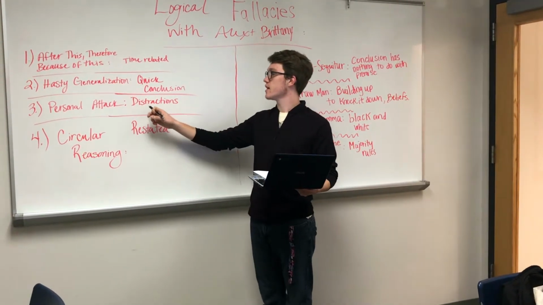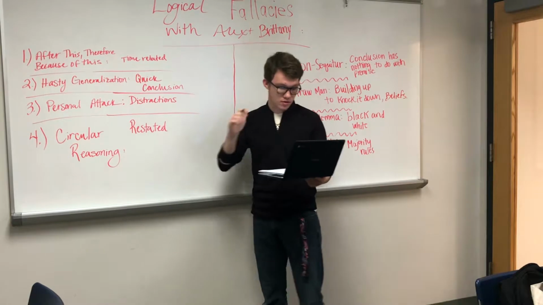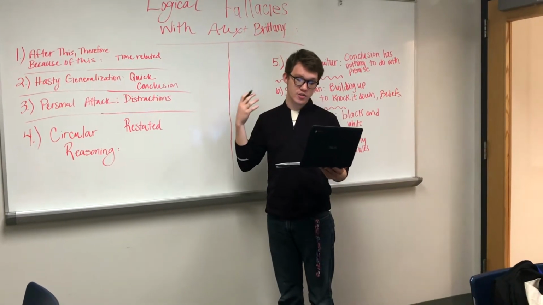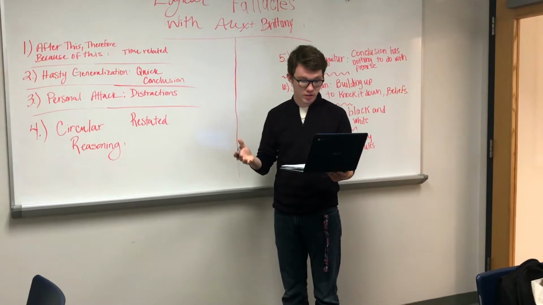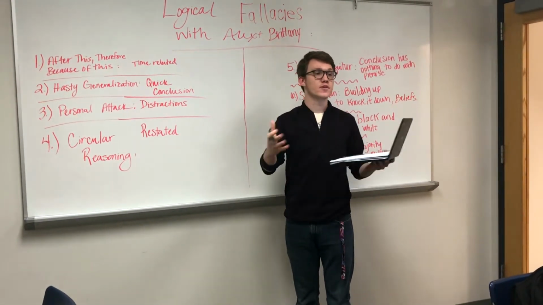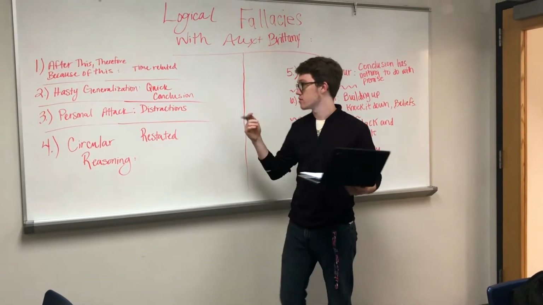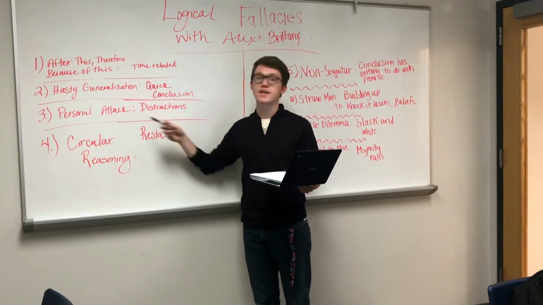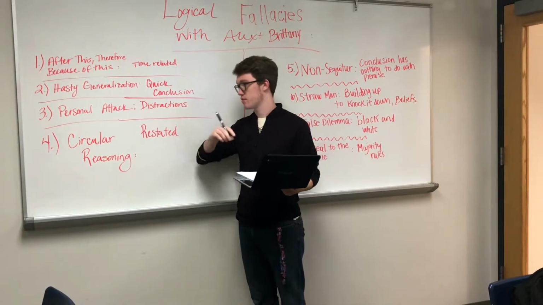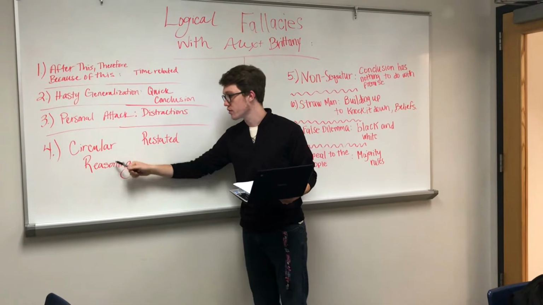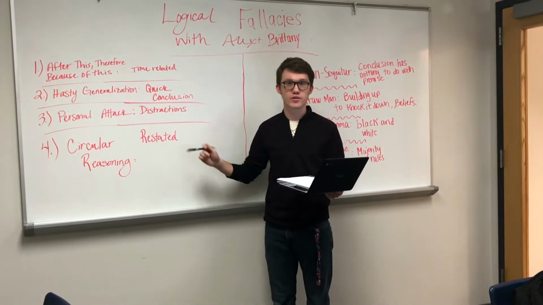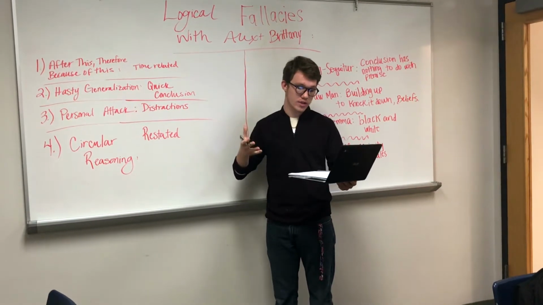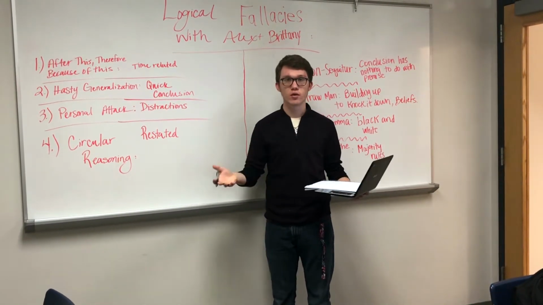Number three is personal attack, and it's based on distractions. So a senator claims his new tax plan will help the middle class. His opponent says he's rich and doesn't know anything about the middle class. They're not related, it's not valid because it's simply an attack of a person's character, which is a basic distraction. And then circular reasoning is exactly as it's saying. The premise is just restating the conclusion and vice versa. So I won because he lost, and he lost because I won.